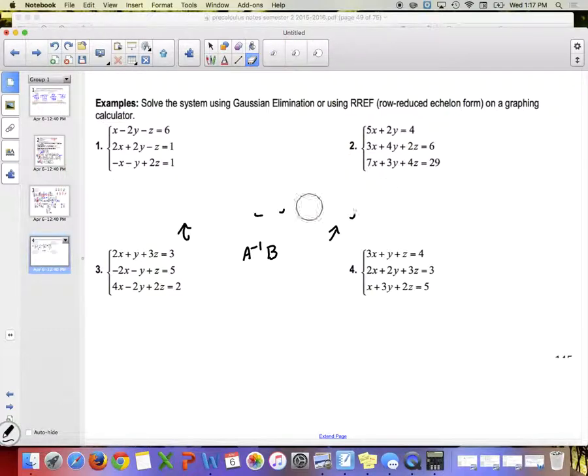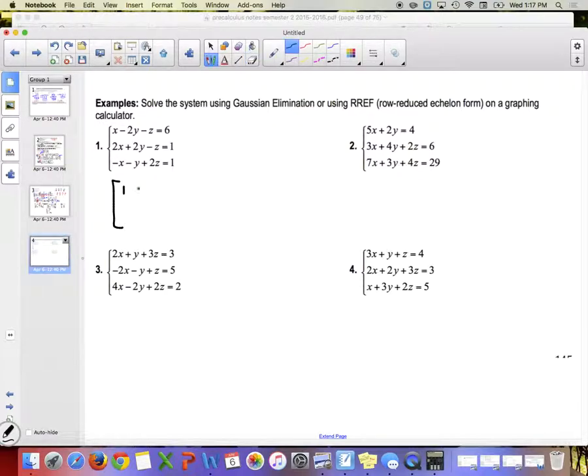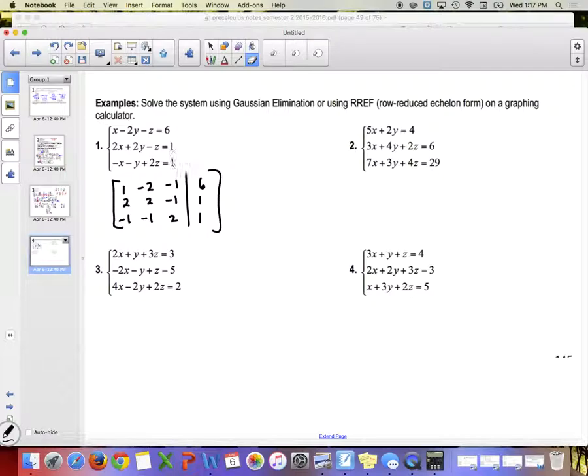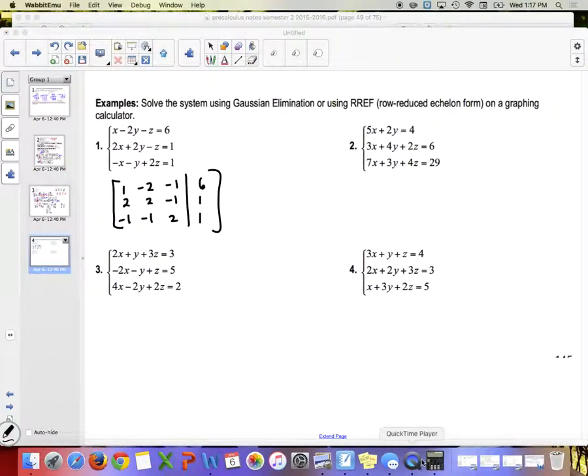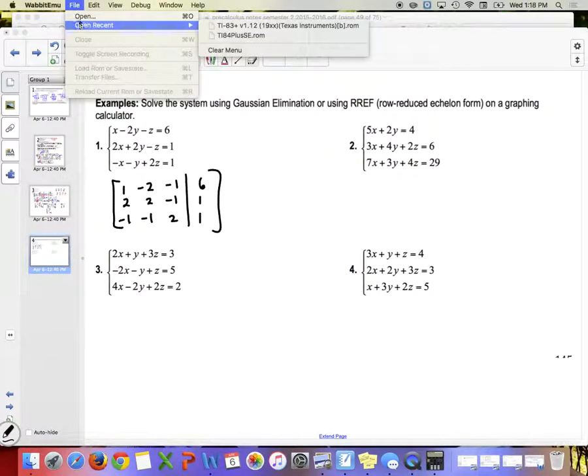But what we're going to do is we're going to put in this whole like adjoined matrix, like we did with Gaussian elimination. So we're going to put in 1, -2, -1, 6, 2, 2, -1, 1, -1, -1, 2, 1. And on the calculator, you're not going to see this little vertical line thing. So you do left 3 by 4 then? Yeah, so there's 3 rows and 4 columns. Good job, yeah. So smart.